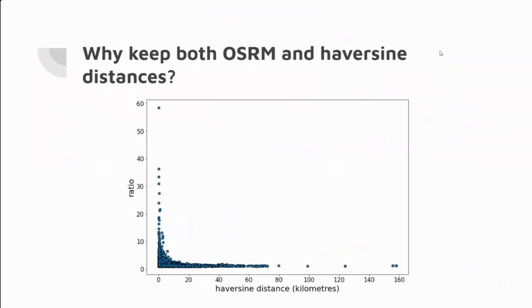We also keep both the OSRM and Haversine distances in our analysis. A question might arise, why do we do that despite having such a high correlation between the two? The reason is that, as we can see in this figure, for very low Haversine distances, the correlation breaks. That is, the OSRM distance could be much higher than the Haversine distance. This could be due to the presence of certain turns and stops that the ambulance cannot ignore, and hence the actual path is much more than the displacement.